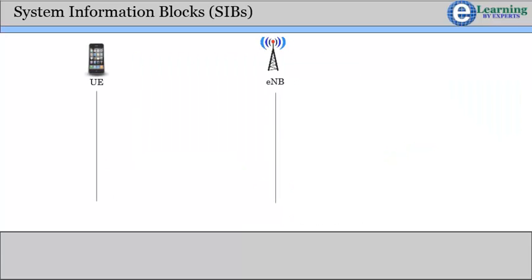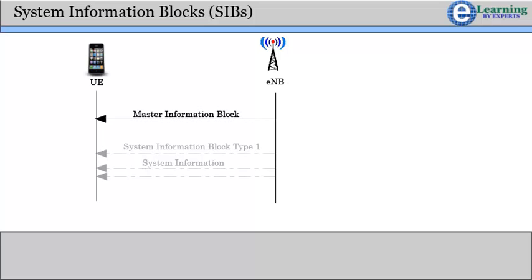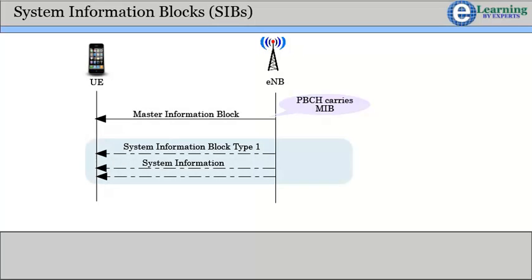System information is broadcast periodically in the downlink. System information is divided into the master information block and a number of system information blocks. These information blocks convey information about various aspects of the radio channel and the network. The PBCH carries the master information block, MIB. System information block type 1, and all system information messages, are transmitted on DLSCH.